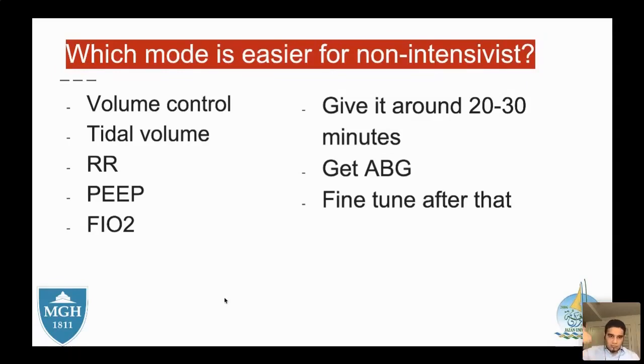If that's one of the suggestions, at the end of the talk, if you have questions about that particular topic, I'll be more than happy to share the policy that we have and what we are doing right now, or we can decide to do that in another talk. Okay, so you set up the mode, you adjust these 4 things, and in 20 to 30 minutes, get an ABG. Then you start to fine tune after that.